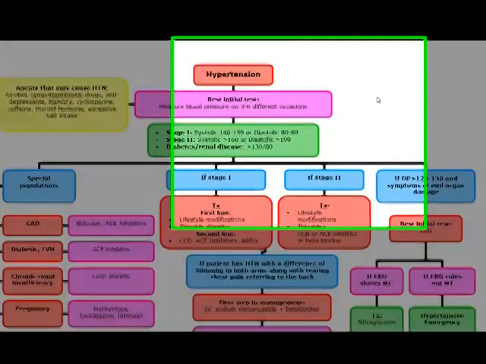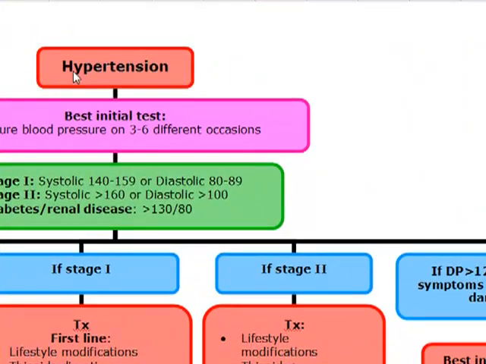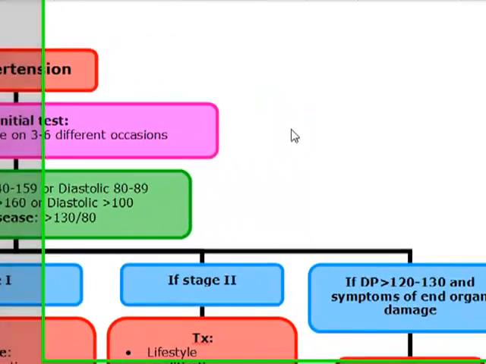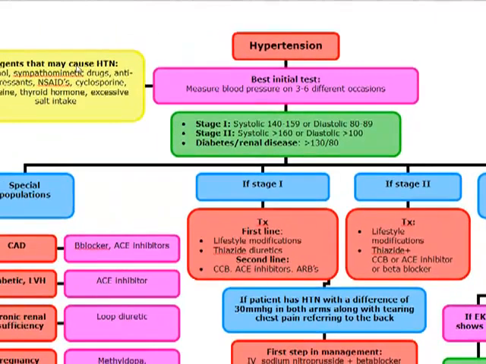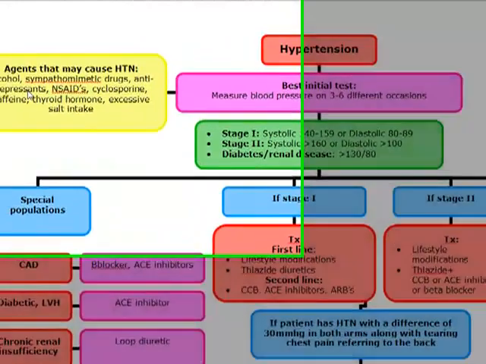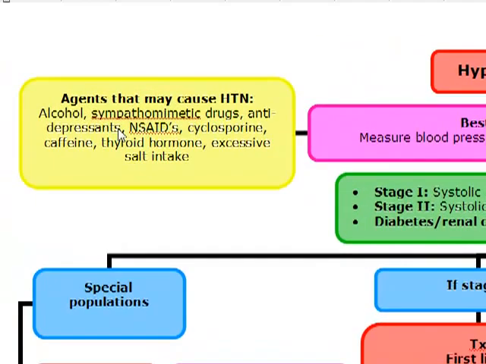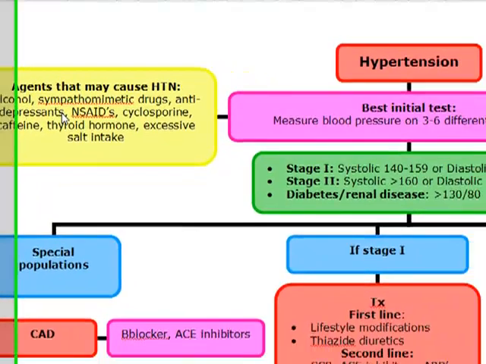So the next topic we're going to be discussing is hypertension. Now, we can't diagnose hypertension with just one test. We're going to need to do more than one test. So usually we're going to have to measure blood pressure on at least 3 to 6 different occasions because there's other things that can cause hypertension, such as alcohol, drugs such as sympathomimetic drugs, antidepressants, NSAIDs, cyclosporine, caffeine, thyroid, or even an excessive salt intake.